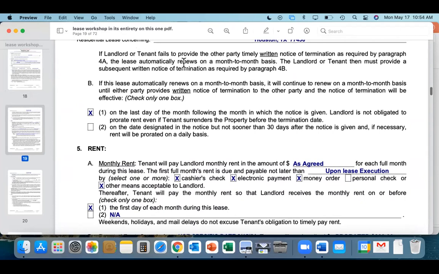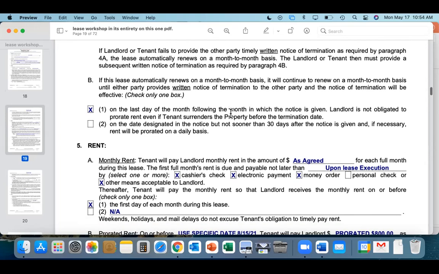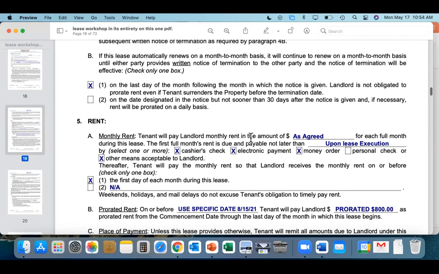Again, it states in here, if landlord or tenant fails to provide the other party timely written notice of termination, it automatically renews month to month. That's the third time it says that in the lease. If this lease automatically renews on a month-to-month basis, it will continue to renew on a month-to-month basis until either party provides written notice of termination to the other party, and the notice of termination will be effective on 1 or 2. Item 1 is on the last day of the month, or 2 on the date designated in the notice.